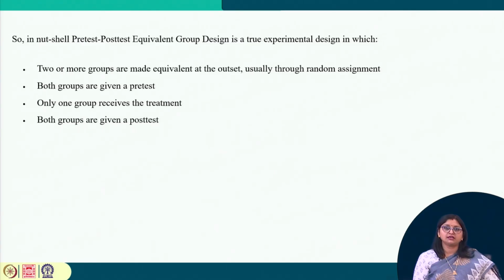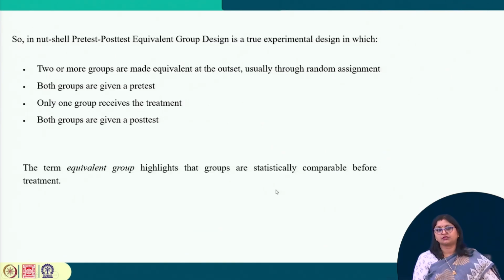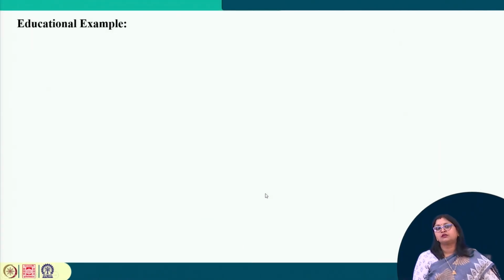are made equivalent at the outset, usually through random assignment. Both groups are given a pretest, only one group receives the treatment, and both groups are given a posttest. The term equivalent group highlights that the groups are statistically comparable before the treatment.